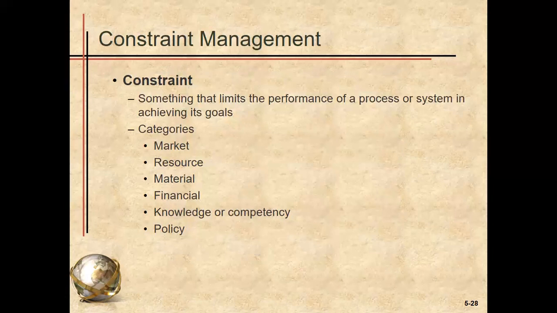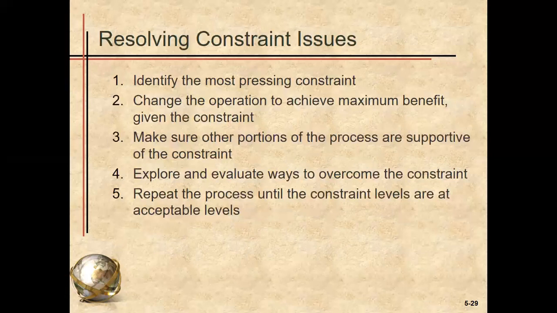Constraint management: constraints are some factors that limit the performance of a process system in achieving its goal. Its categories are market, resources, material, financials, knowledge or competencies, and policies. Resolving the constraint issues: identify the most processing constraints, change the operations to achieve maximum benefit, and make sure the portions of the process are supportive of the constraints. Explore and evaluate ways to overcome the constraint. Repeat the process until the constraint levels are at an acceptable level.